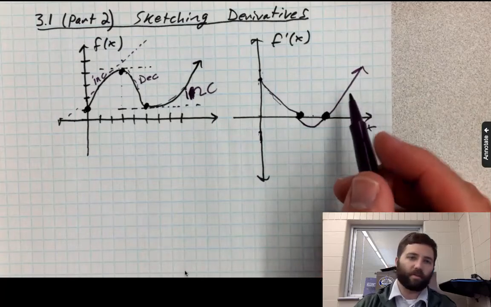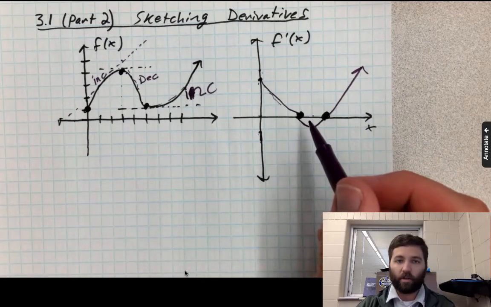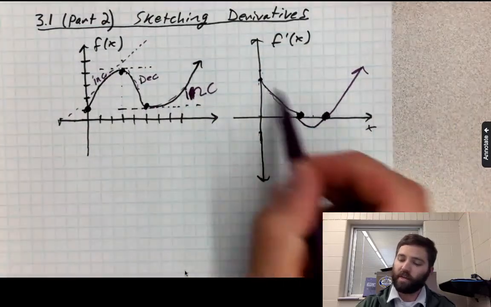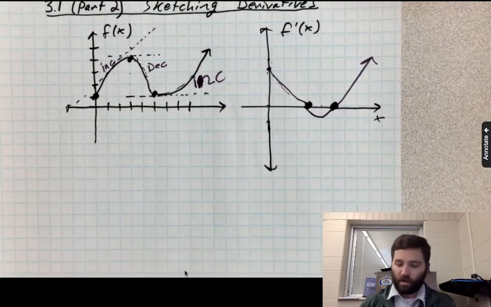So that's a sketch of the derivative. Again, start with where you know the slope is 0, and then figure out where it's increasing and decreasing, and then map that accordingly onto the derivative. All right, let's do one more.